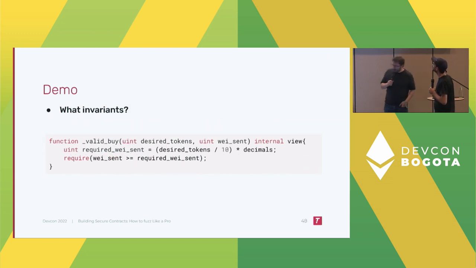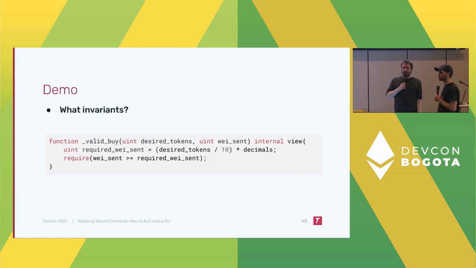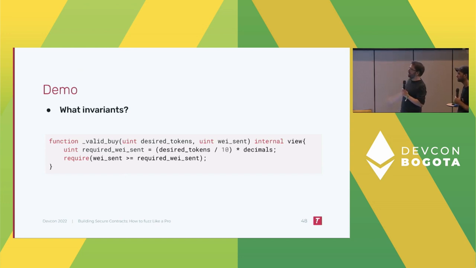So the issue here is that if you send one desired token, what's going to happen is that you do 1 divided by 10, and 1 divided by 10 is zero, because you are rounding down, and as a result, the required amount to be sent is zero. So if you ask for any number of tokens below 10, you are going to get them for free.